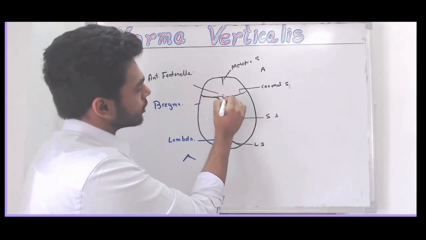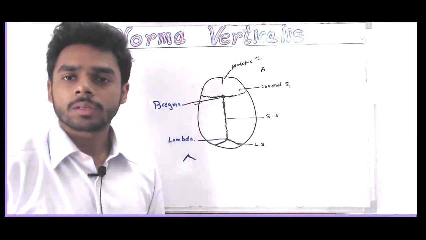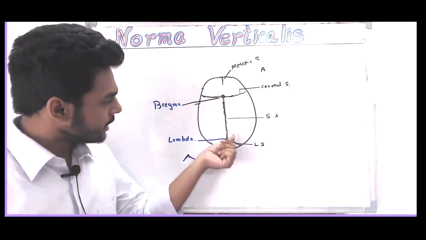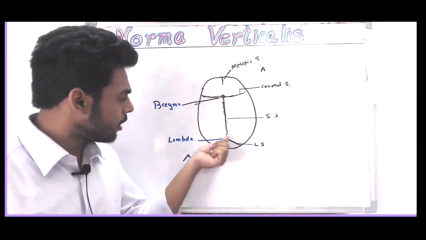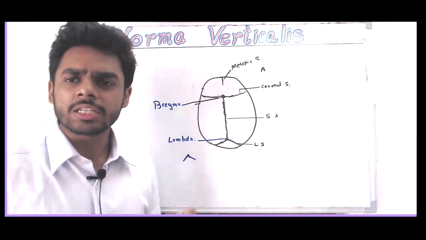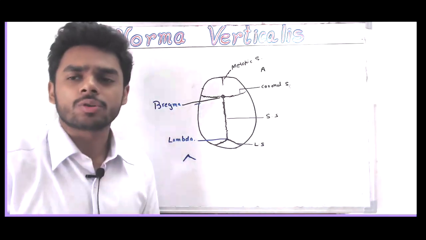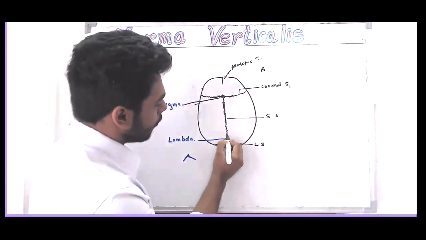This is called bregma. We have one more meeting point of sutures, that is between the sagittal suture and the lambdoid suture. In the adult stage, it is called lambda. And in the fetal stage, this was also the site of a membranous gap, and that gap is called the posterior fontanelle.